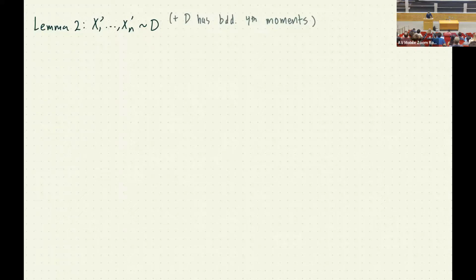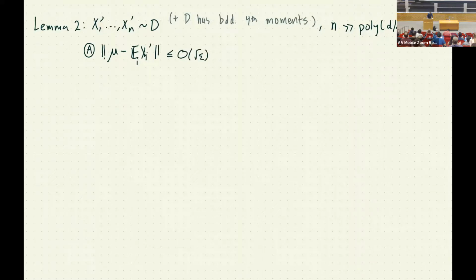If x1 prime through xn prime are drawn from some distribution D with bounded covariance and fourth moments, and n is at least some polynomial in d over epsilon, then two concentration facts hold. First of all, the true mean of the distribution is close to the empirical mean of the samples. This expectation sub i notation means empirical mean averaged over samples i is 1 through n.